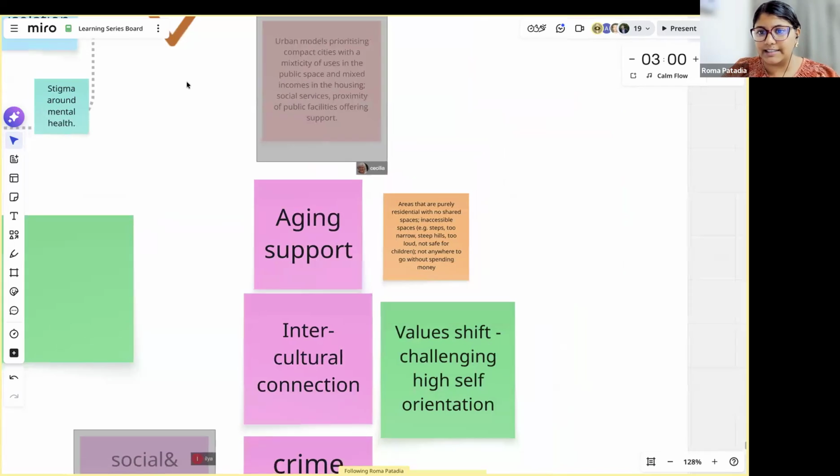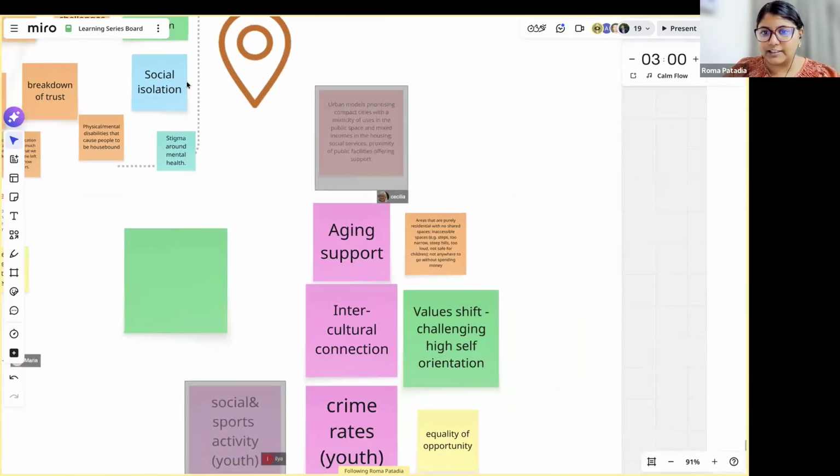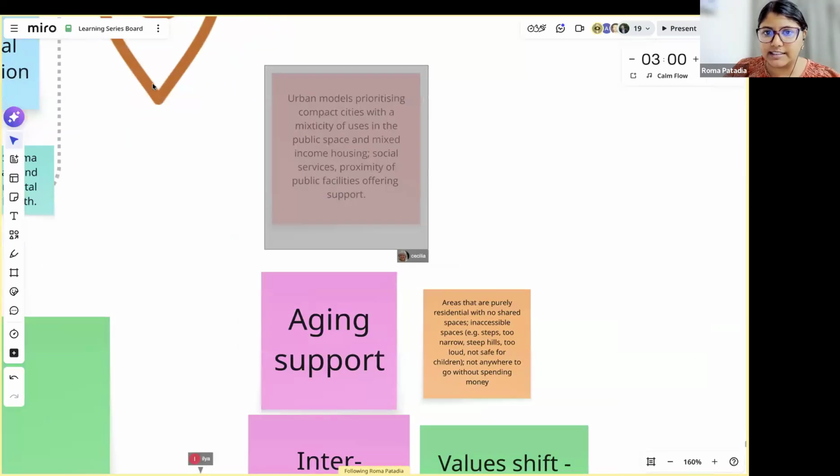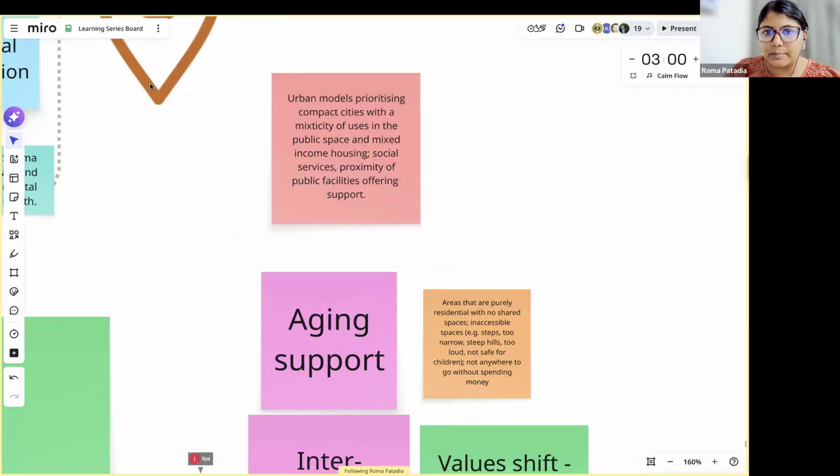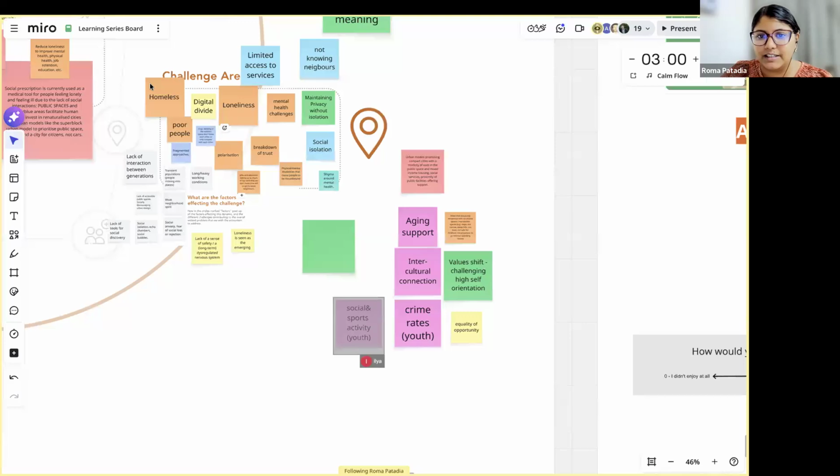This seems like a problem space, a challenge space which can be converted into opportunity. And then urban models prioritizing compact cities with a mix of uses in the public space and mixed-income housing, social services, proximity of public facilities, offering support. These are some great examples of challenge areas that we can work further on.